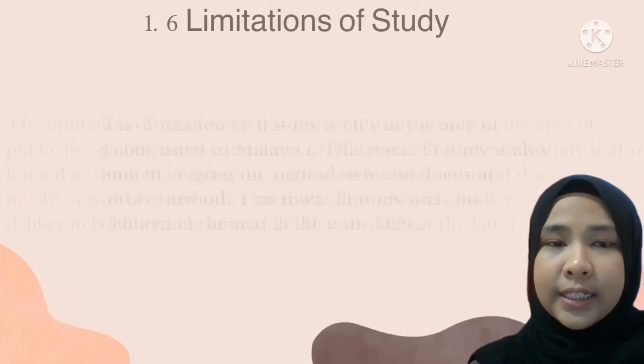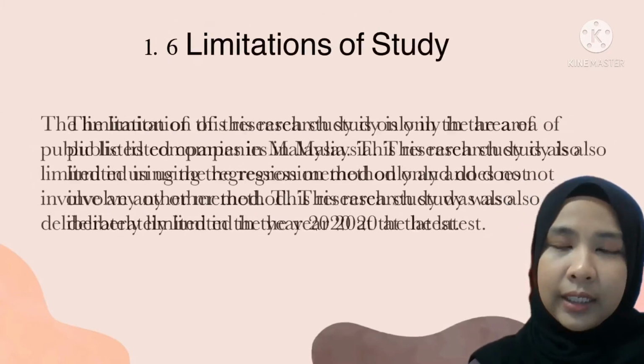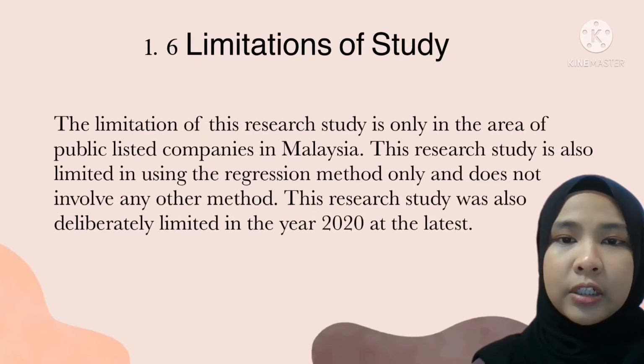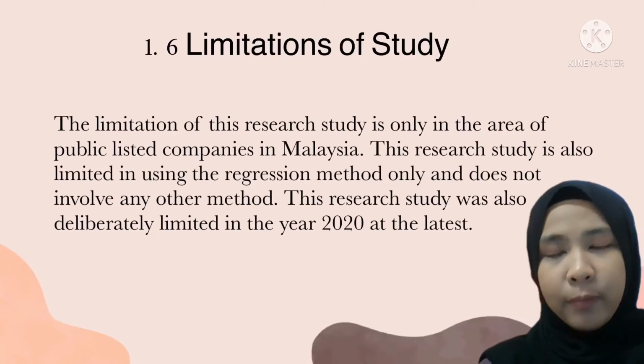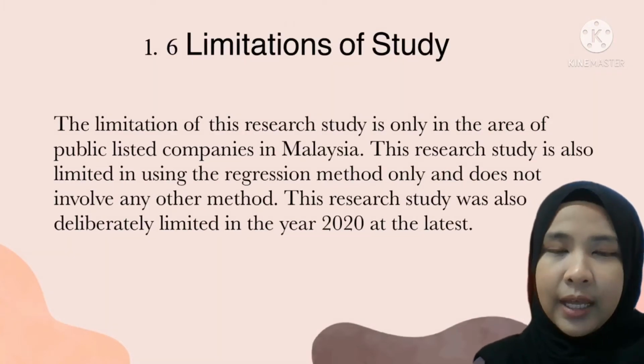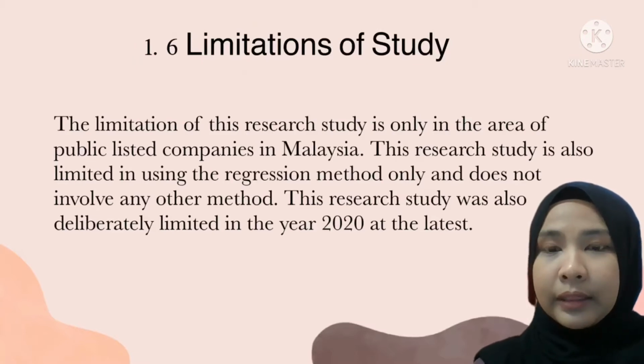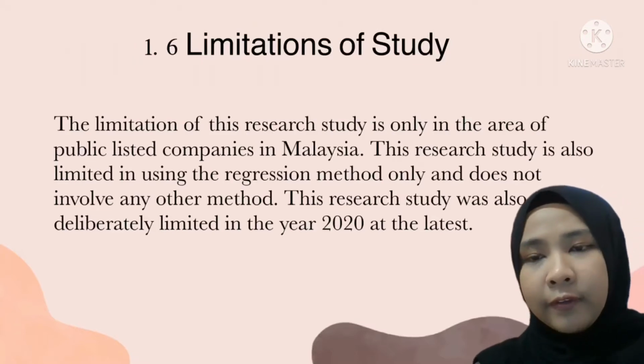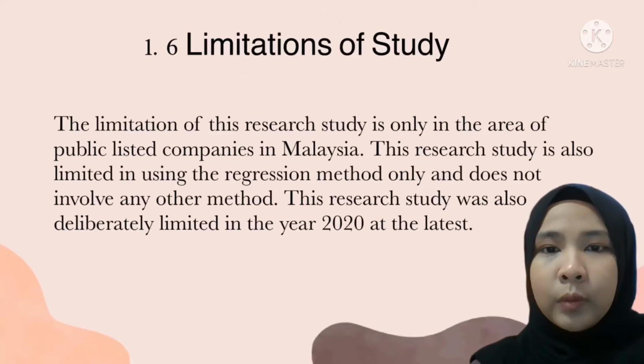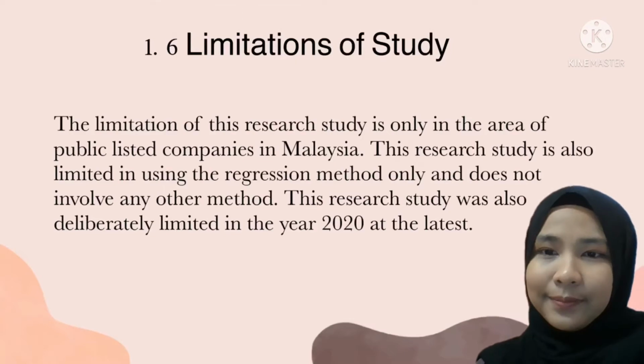Next is 1.6, which is limitations of study. The limitations of this research study is only in the area of public listed companies in Malaysia. This research study is also limited to using the regression method only and does not involve any other method. This study was also limited to the year 2020 at the latest.